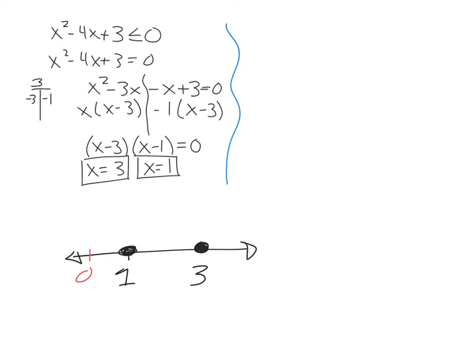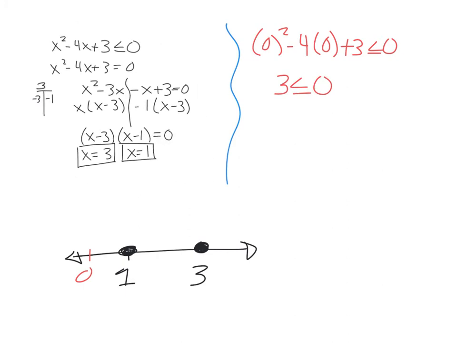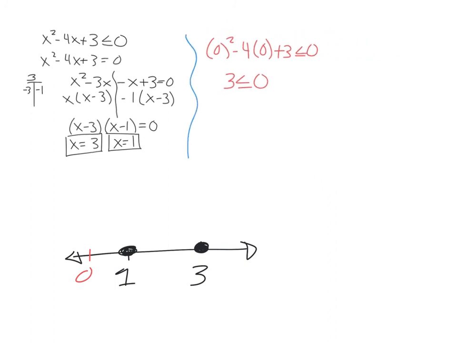So let's go ahead and test 0. So I'm going to plug it into the original equation with the inequality. I have 0 squared minus 4 times 0 plus 3 is less than or equal to 0. So it ends up being 3 is less than or equal to 0. Now, is that a true statement? Is 3 less than or equal to 0? That is false. 3 is greater than.